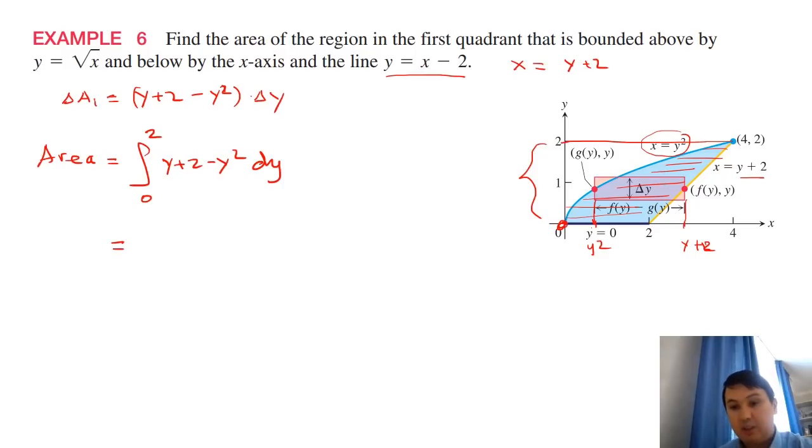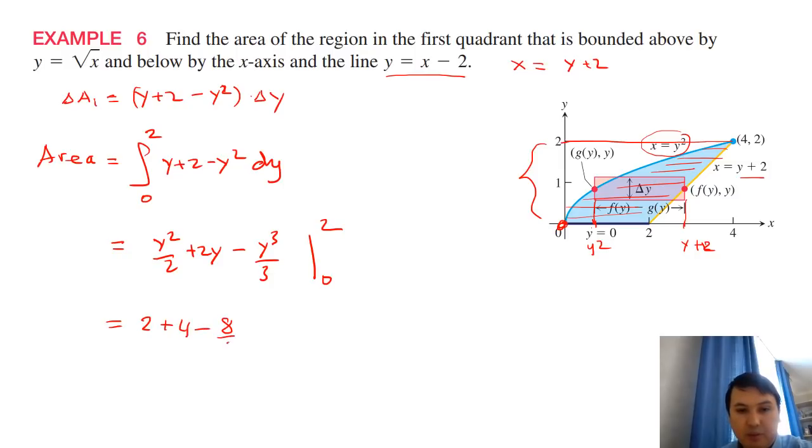Once we set up the integral, the rest is easy. So y squared over 2 plus 2y minus y cubed over 3, evaluated from 0 to 2. So 4 over 2 is 2, 2 times 2 is 4, minus here we get 8 over 3. And when you let y equal to 0, everything becomes simply 0. So this is 6 minus 8 over 3. 3 times 6 is 18, so 10 over 3. So that's the area.